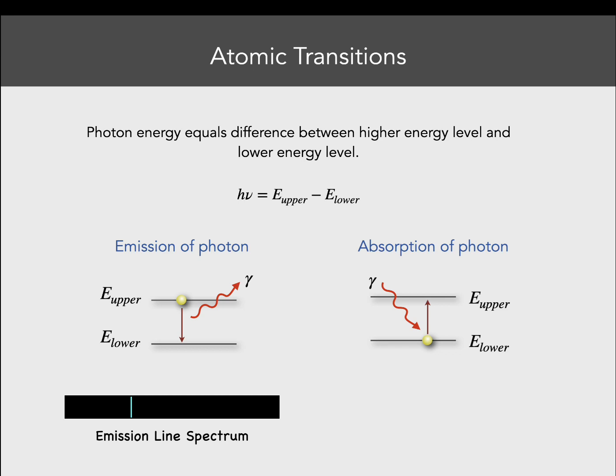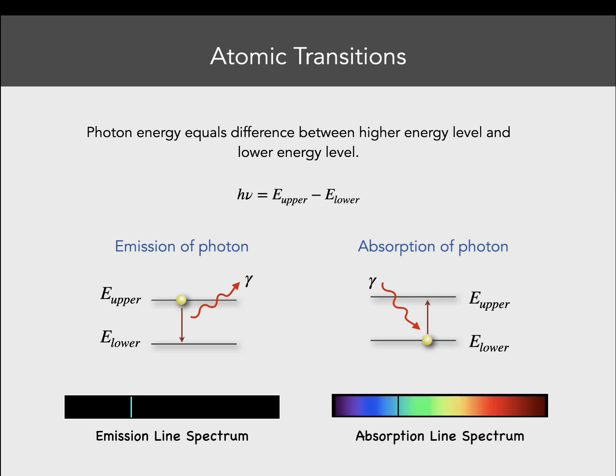On the other hand, the inverse process is that if the electron is sitting in the ground state, a photon with just the right energy comes along, the atom or the electron can absorb that energy and it'll get kicked up to the upper state, and what you'll see is an absorption line.